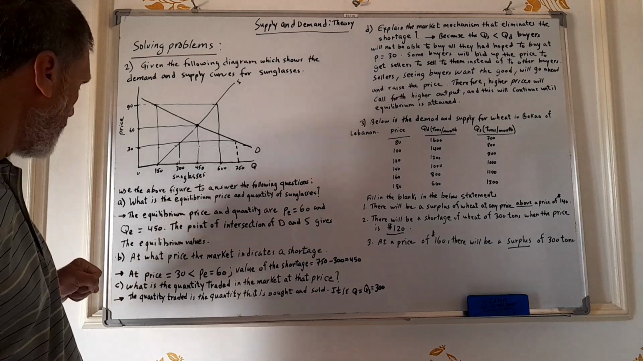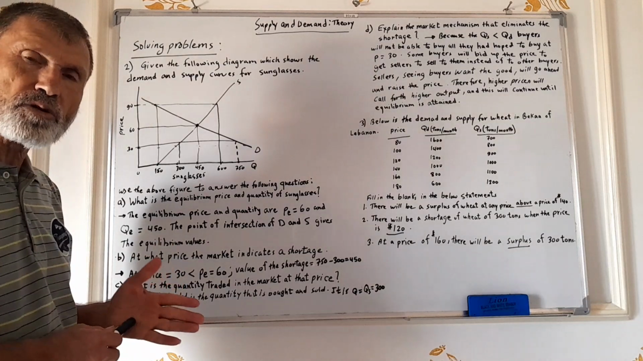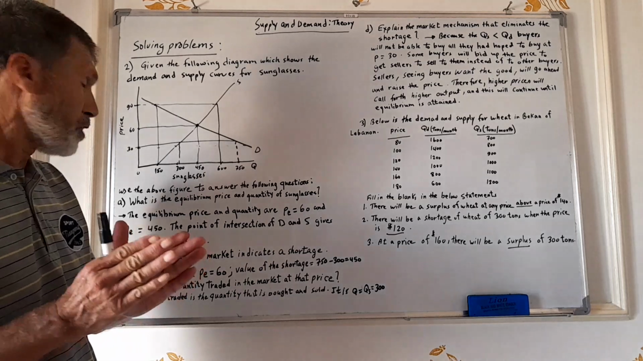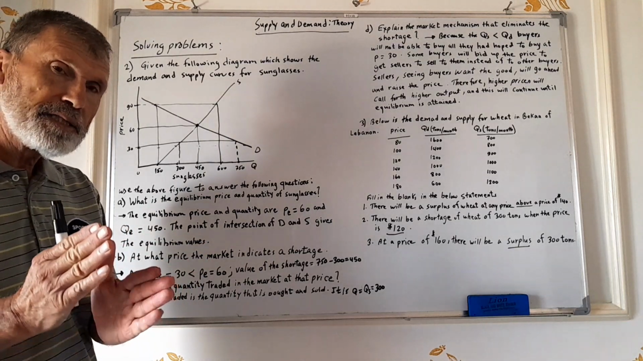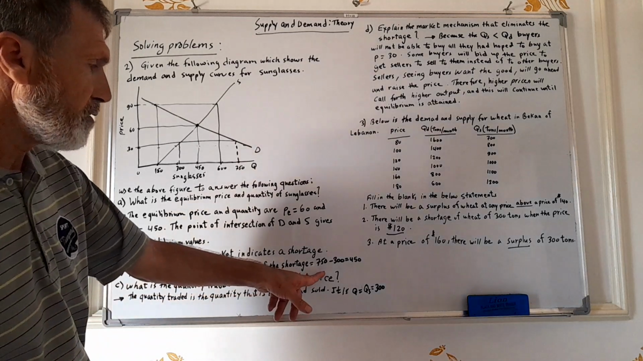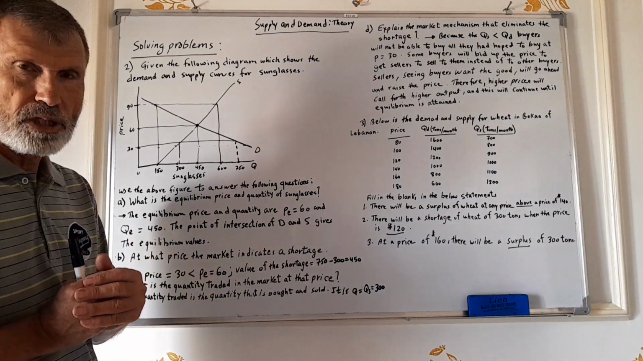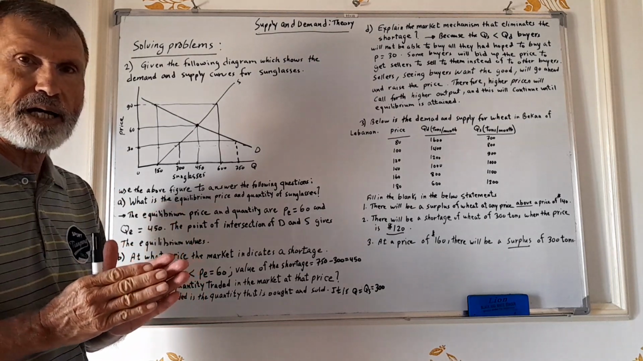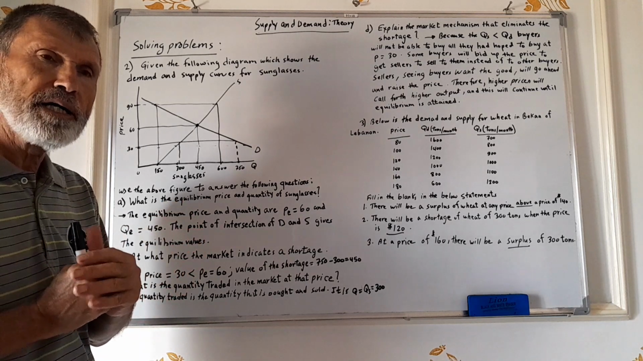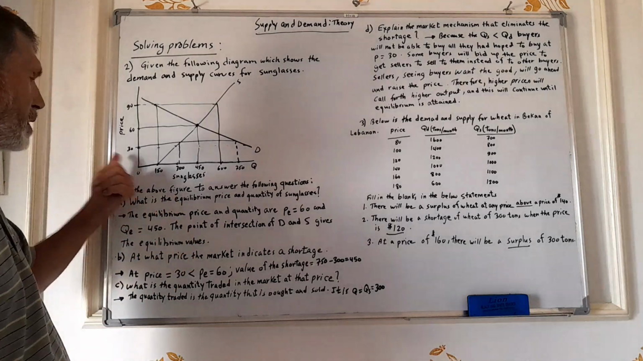Now, of course, what is the value of the shortage? The value of the shortage is the quantity demanded at the price equal to 30, minus the quantity supplied at the price equal to 30. And what we get here is 750 minus 300, and we come up with 450. This is the amount of the shortage. So here we have an excess demand of 450, which is calculated by subtracting the quantity supplied from the quantity demanded at the price equal to 30.